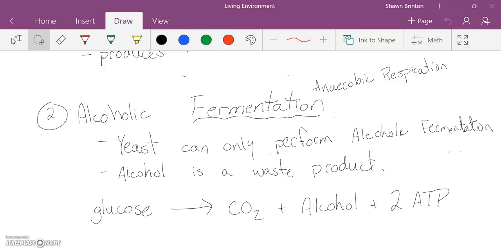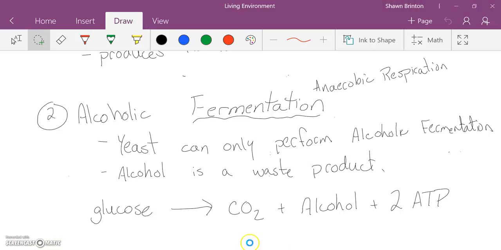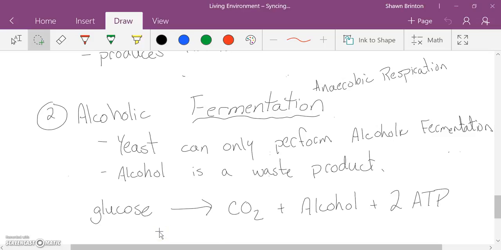Basically what you wind up with is you need some sort of sugar, in this case glucose, but it doesn't have to be glucose. It could be a lot of different types of sugars, so we could just write sugar over here.